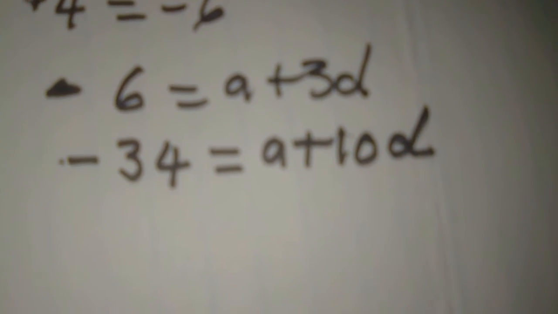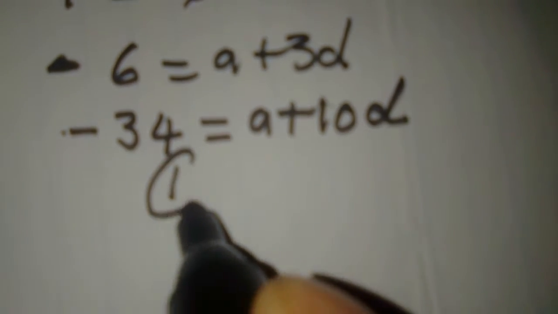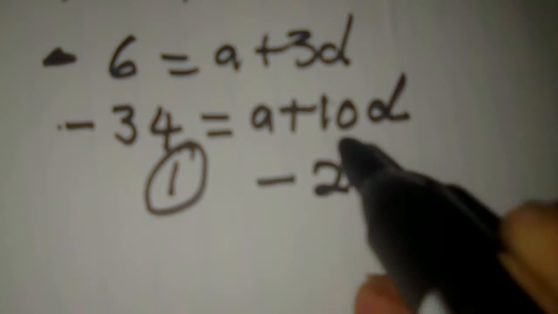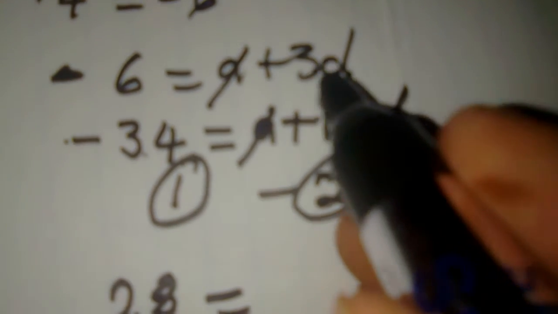There are two methods of simultaneous equations that you can use. You can use the elimination method or you can use the substitution method. I prefer to use the elimination method, so I'll say equation 1 subtracted by equation 2. If I subtract -6 minus -34, that gives me positive 28. A minus A will be 0, so this cancels. 3d minus 10d will be -7d.